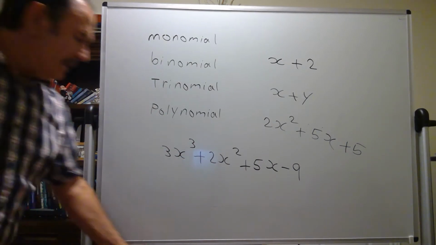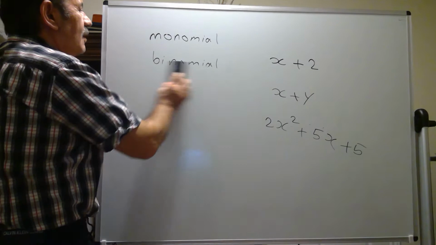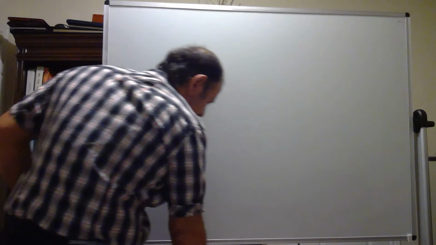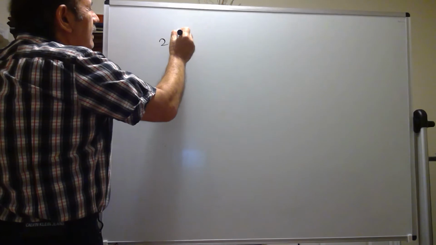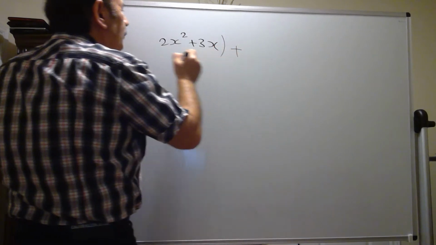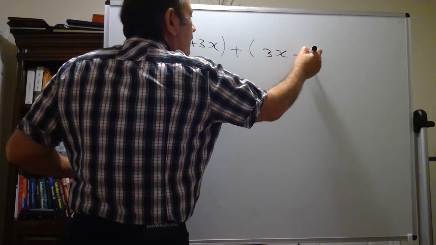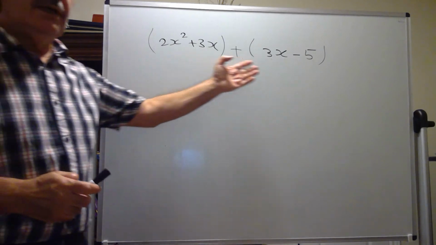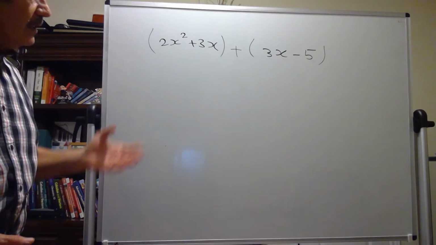Now, I want to talk about addition and subtraction of polynomials. Let's say we want to add two polynomials, 2x squared plus 3x plus, I'm putting inside the bracket, 3x minus 5. I'm adding two polynomials. In this case they are two binomials, but as I told you, in general we call them polynomials.